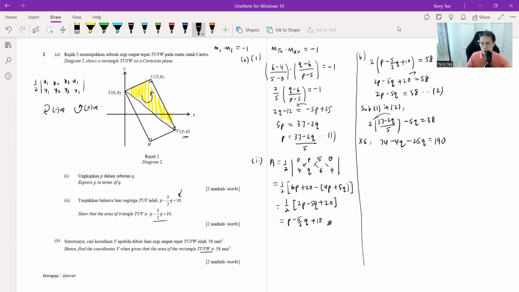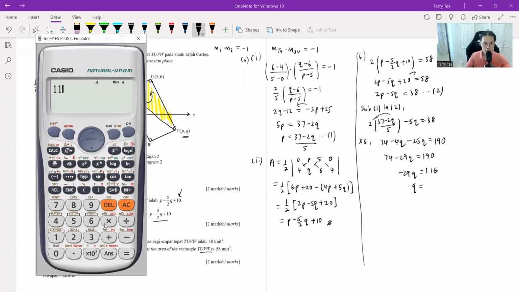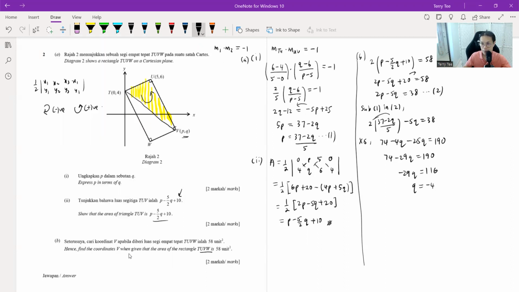Okay, so I can simplify this, right? Well, let's put this together. 74 minus 29Q is 190. All right, bring the 74 over. Minus 29Q, you minus 74, you should get 116. So Q is 116 divided by 29. Can't do mentally, use calculator, right? I got 4. Yeah, negative 4. There is a negative here. Q is negative 4.